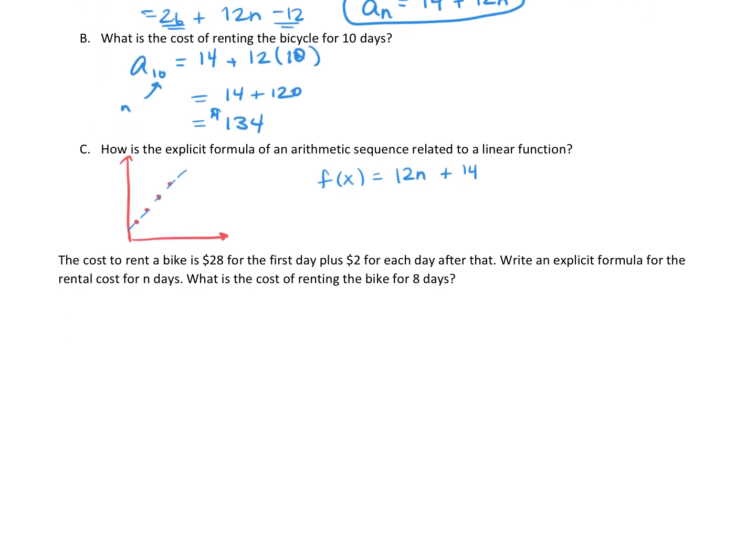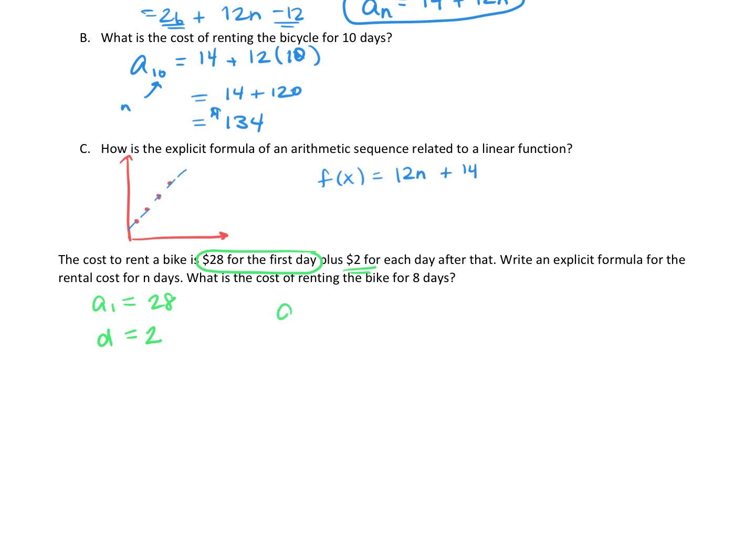Okay, last question. The cost to rent a bike is $28 for the first day. So this is just a different example, but similar to what we just did. $28 for the first day plus $2 for each additional day after that. Write an explicit formula for the total cost of n days. So to write our explicit formula, we need two pieces of information. We need to know the first term. So what did it cost to rent a bike for the first day? That's going to be your first term. It cost $28. We also need the common difference. How much are we increasing by each day? Well, we're going to increase by $2 each day, so a positive 2 is our common difference.